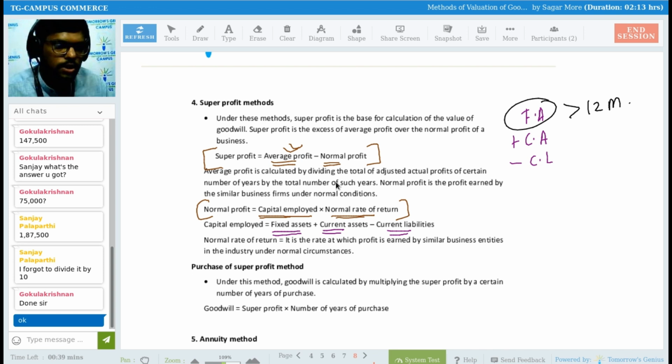Every kind of machinery and furniture are fixed assets. So what is current assets? Assets which are there in your business for less than 12 months are known as current assets.